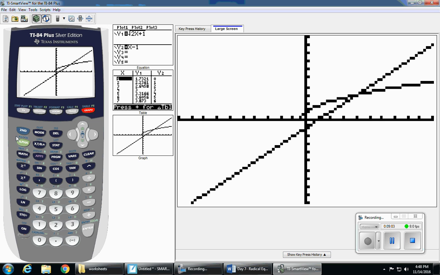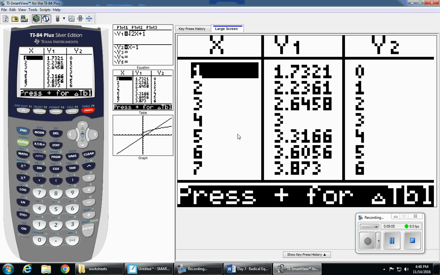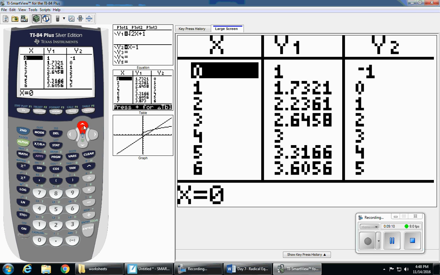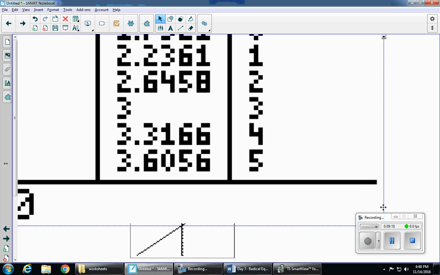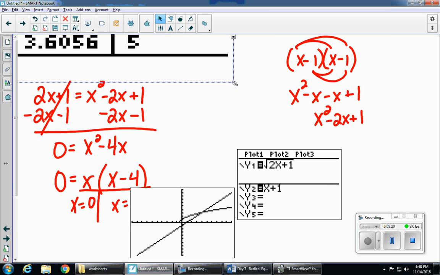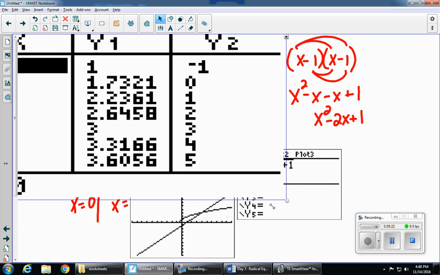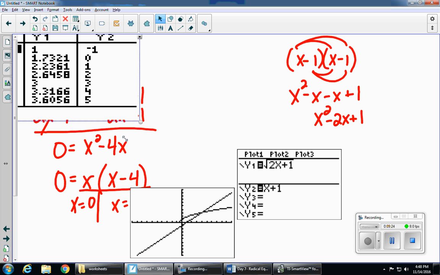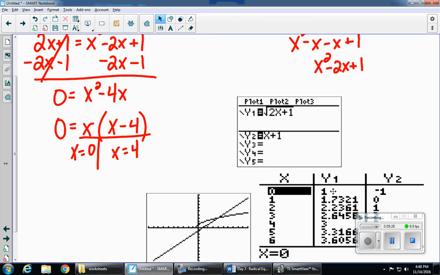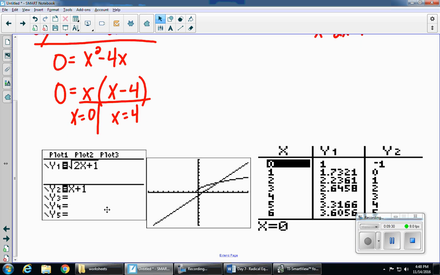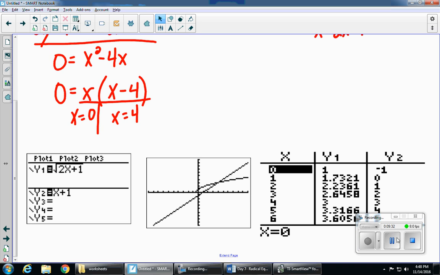Okay, and lastly, I'm going to hit second graph to go to my table. You guys can obviously look at these things separately, but I want to bring them all together so that we're on the same page. This one came in super big, so let me just make this a little bit smaller. Okay, so I have my y equals, I have my graph, and I have my table.